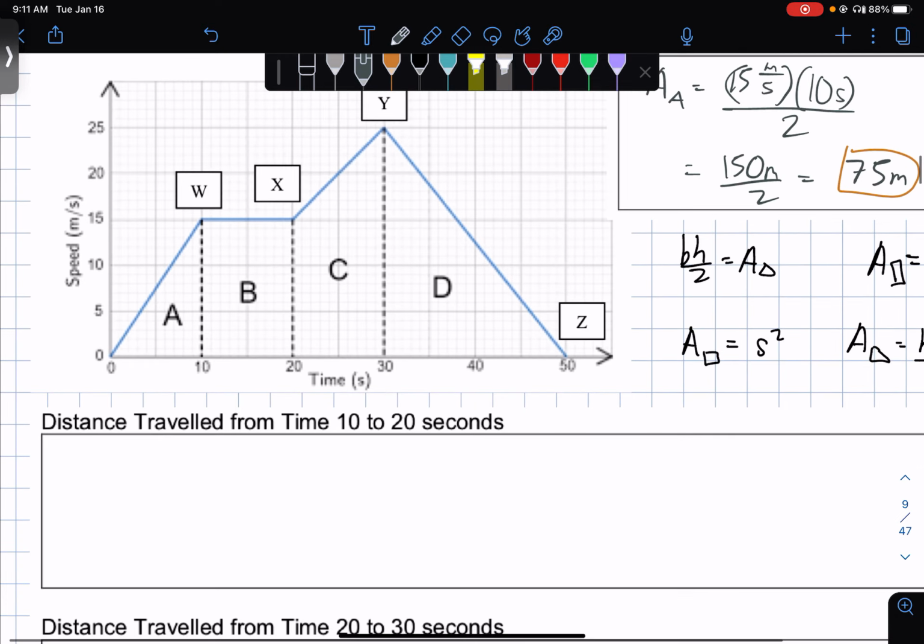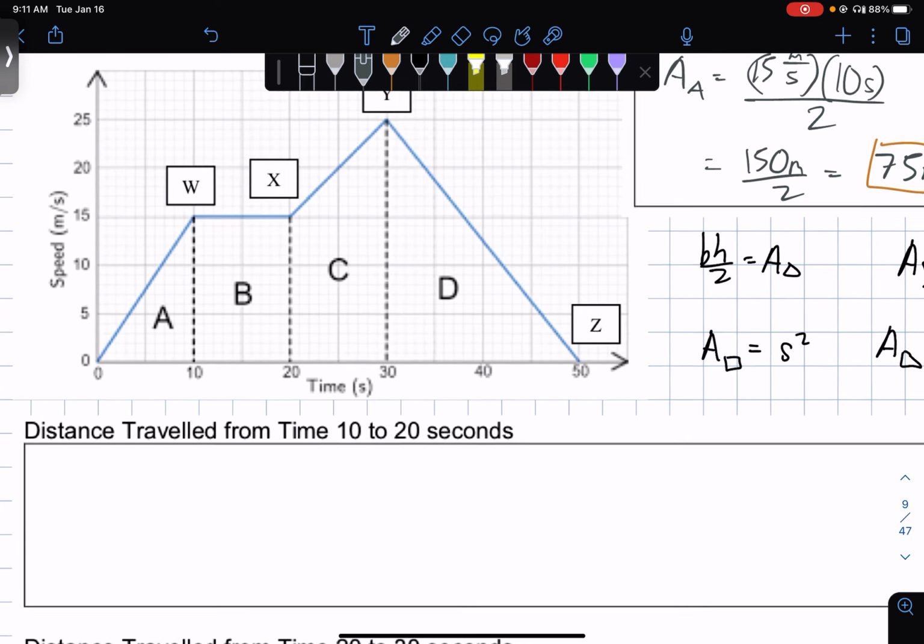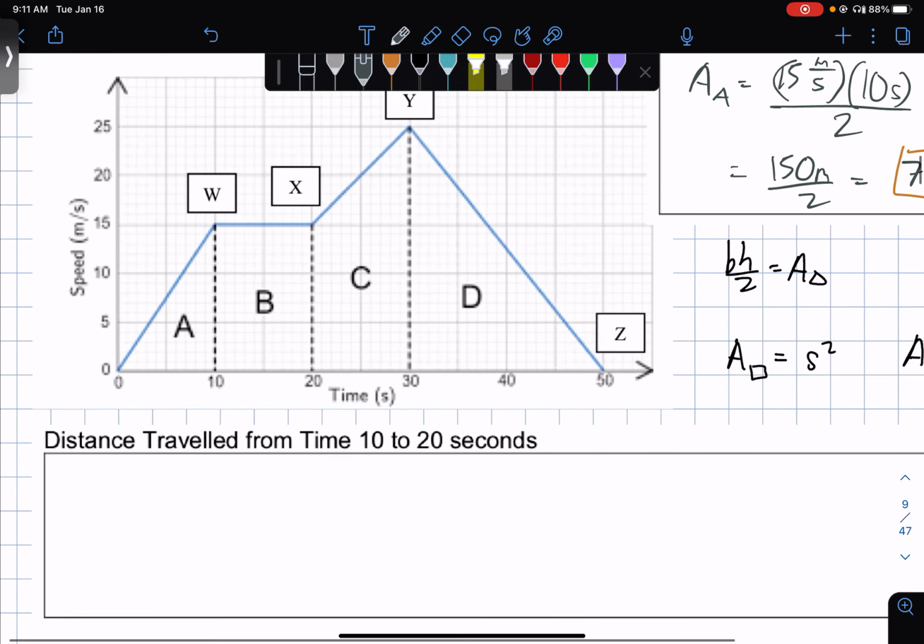Okay, anyways, again, looking for the distance is looking for the area. The distance traveled from time 10 to 20 is basically looking for the area of region B. So what is the area of B? The length is, say, 15. The width is 20 minus 10, which is 10. So the area is 150 meters.